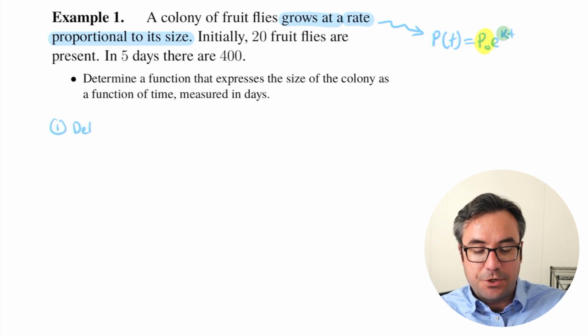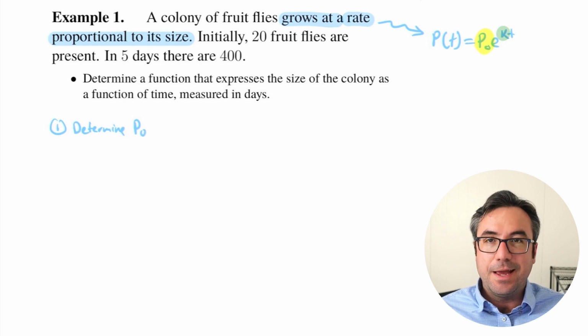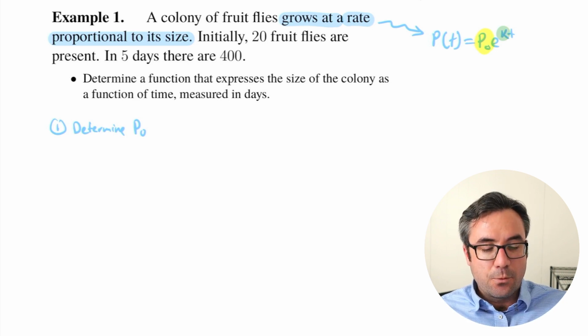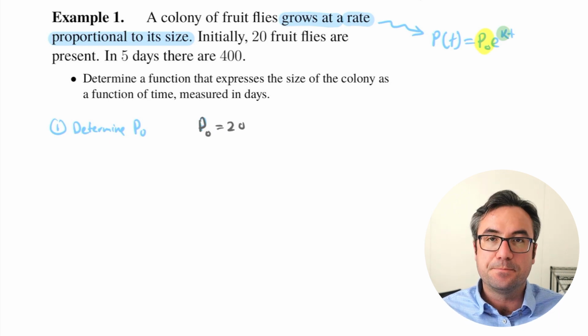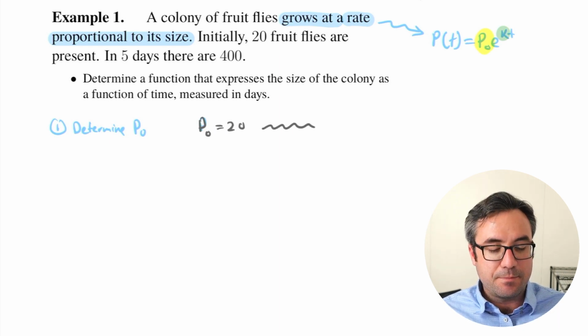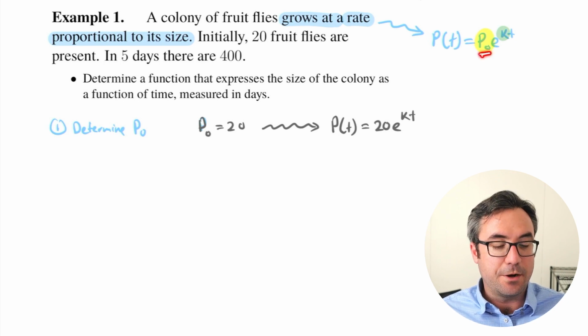First step here, we're going to determine what the initial population is. And sometimes it's told. Sometimes we're going to have to do some calculations and figure it out. And in this case, we're specifically told that initially 20 fruit flies are present. So that is telling us P of 0 is equal to 20. So let's just update our formula so far with that result. So we're going to throw 20 in for our P0 right here.